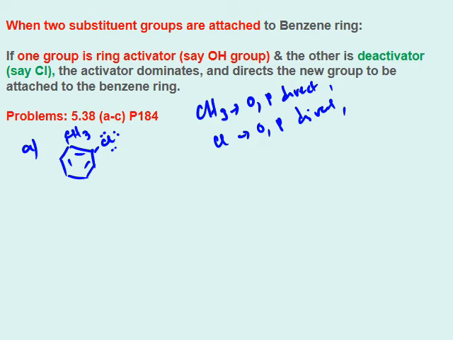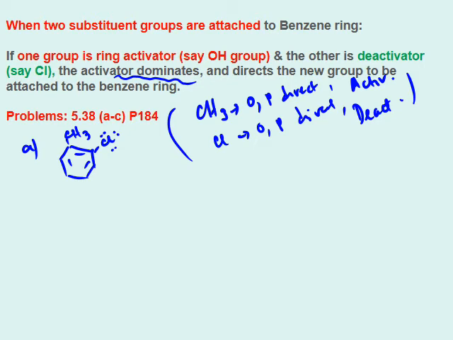Alkyl groups are ring activators. So let me write down here activators. That means it enhances activity of benzene ring. On the other hand, chloro group, Cl group, because of its electronegativity, it pulls electron out of the benzene ring. We call it inductive effect, and it's a ring deactivator. So this is deactivator. So the rule is when you have an activator and a deactivator, then the activator is going to dominate and directs the new group to the right position.